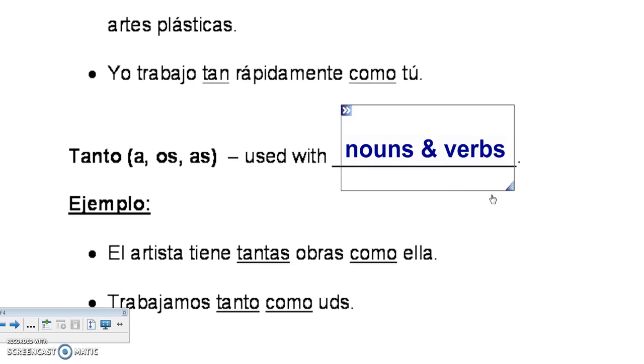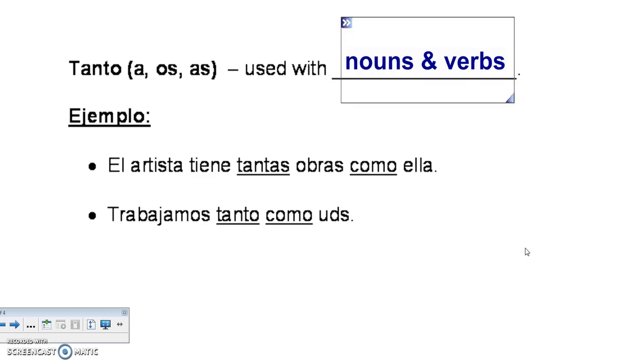Okay. Tanto is going to be used with nouns and verbs. So, por ejemplo, el artista tiene tantas obras como ella. So the artist has as many pieces of art as she does. And then trabajamos tanto como ustedes. So we work as much as you all. I know in English sometimes we would say the artist has as many pieces of art as she does. But in Spanish, you notice that they just end with the subject.